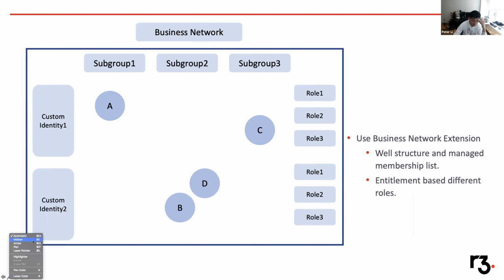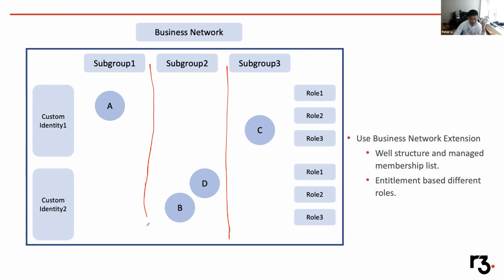Let me try to draw, right? I mean, I never drew it before, but let me give it a try. Pen color red, okay? So those are your subgroups. Your subgroups are divided. So this one, let's call it APAC, and this one is EMEA, and then this one is North America. So those are your subgroups.